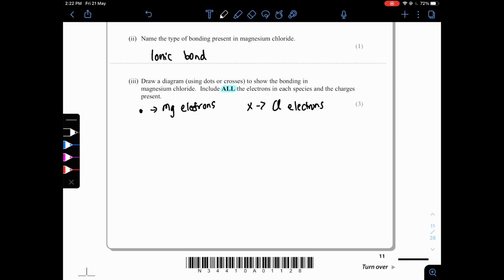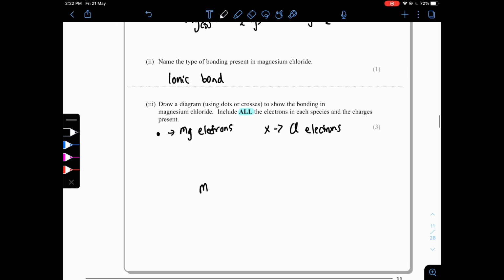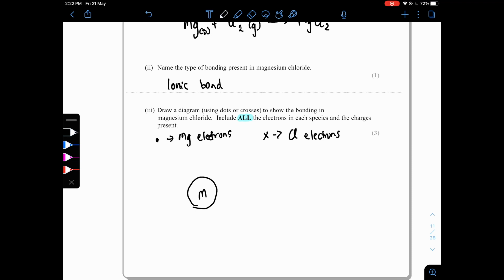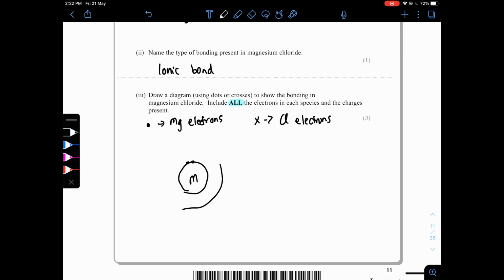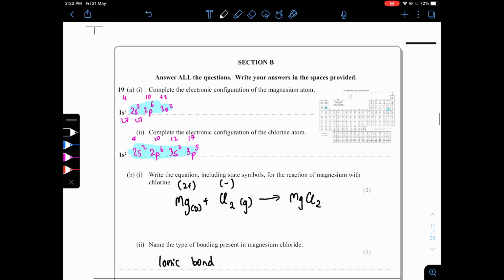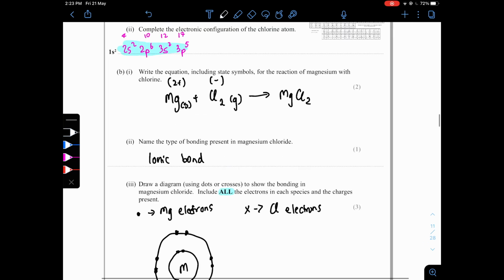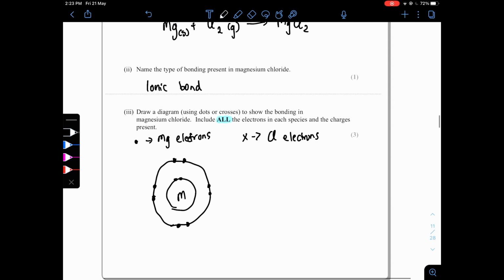So we have Mg. How many shells does Mg have? It has 2s2, so we can draw 2s2 here, and then a 2p6 here. So we have 1s2, 2s2, 2p6, which is 8 in the outer shell, and we have gotten rid of the 3s2. Why have we gotten rid of 3s2? Because this is a 2 plus charge, Mg2+.